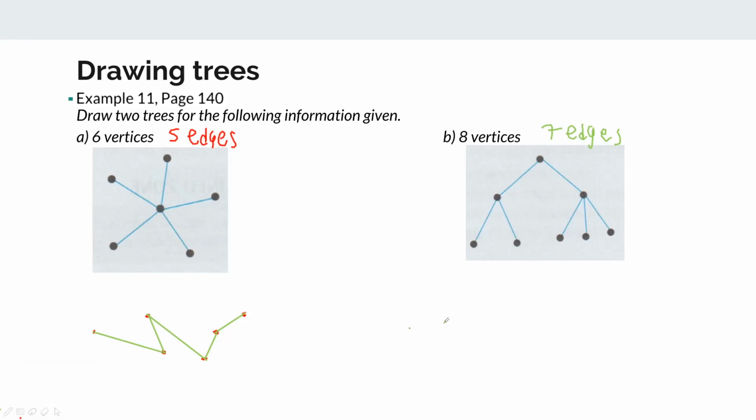Basically, when drawing trees, I try to keep it as simple as possible so that we don't mess up, because drawing trees could be a little bit complicated sometimes. 1, 2, 3, 4, 5, 6, 7, 8. I prefer to go in a zigzag kind of shape, so it's easier to draw it out. 5, 6, 7. So once again, we fulfill the requirements of a tree. It has 8 vertices and 7 edges.